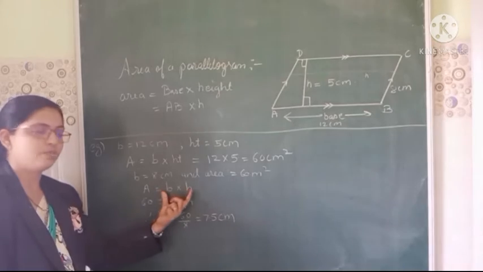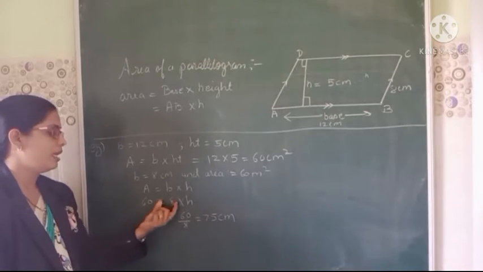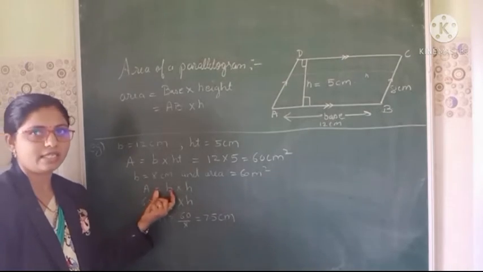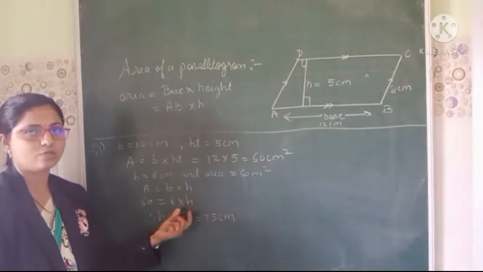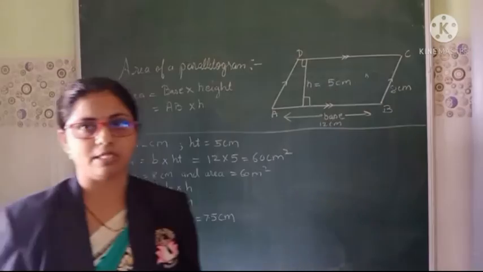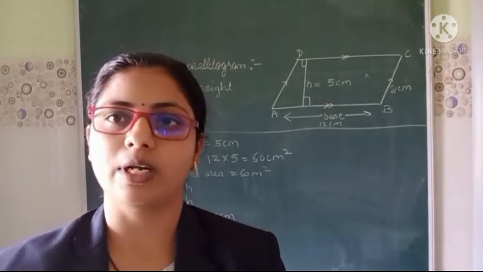So area equals base into height. 60 is the area, put the value. 8 is the base, we don't know the height. So we have to find the height, and that is 7.5 centimeter. So in this way we can find out the area of parallelogram.